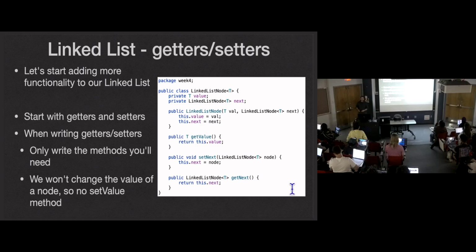So we need some getters and setters, so we can use a linked list node from outside the linked list node class. Without getters and setters, and with private instance variables, it's a pretty useless class. It's only helpful if we have a main method inside that class. So let's get our getters and setters in here.